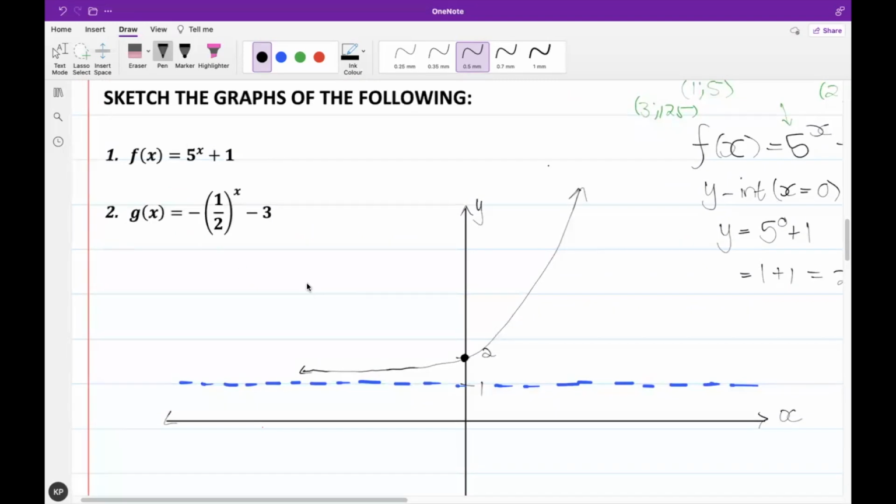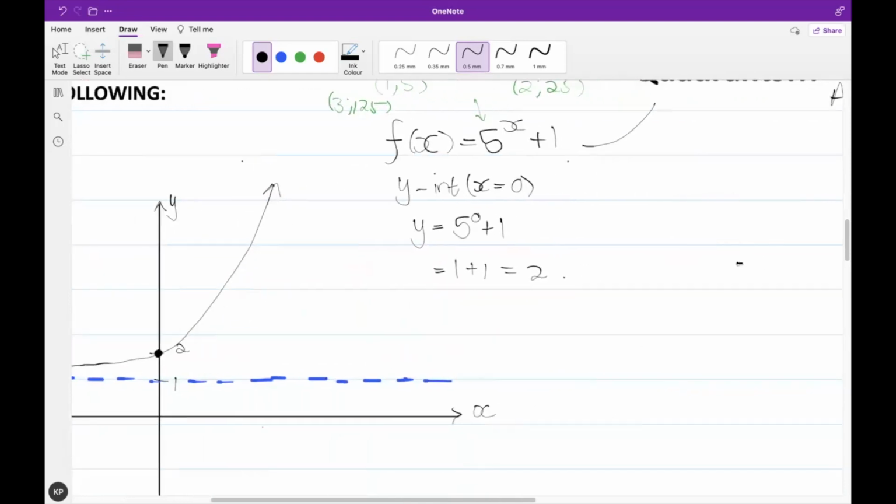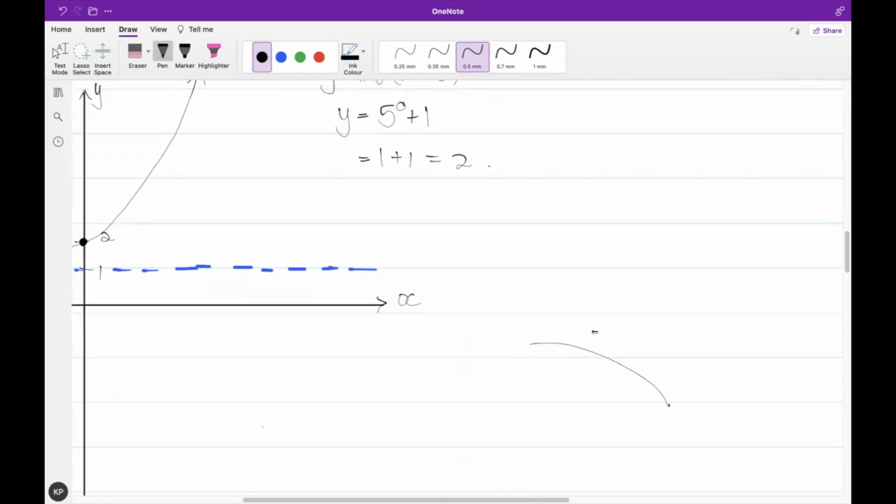All right. Now let's look at g of x. Firstly, what is a for g of x? Is a positive or is a negative? It is negative. So does it curve up or curve down? It curves down. So we already know that it is a down curve. Let me look for space here. It is a down curve.